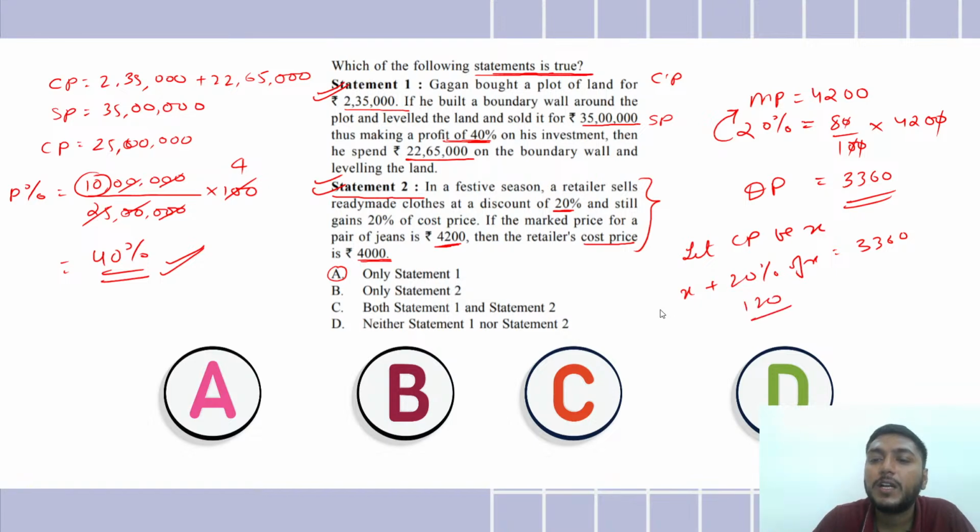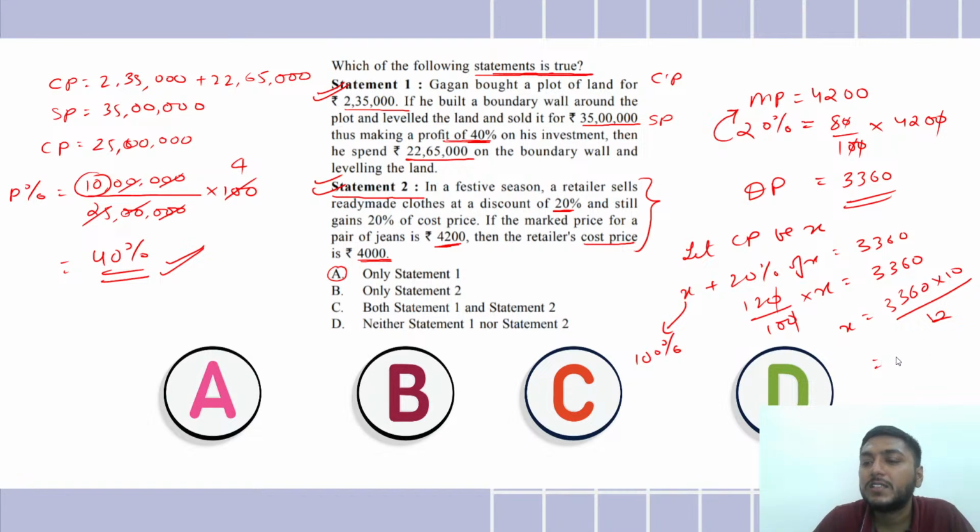So this would ultimately become, so now again this X would be 100% of itself. So this would ultimately result to 120 by 100 multiplied by X is equal to 3360, and then we'll calculate the value of X, right? So 3360 multiplied by 10 and then divided by 12, and then we will get the answer as 2800. So now what we can see, the cost price here in the question was given 4000, but हमारा तो calculation में 2800 आया, right? So statement 2 is wrong, right?